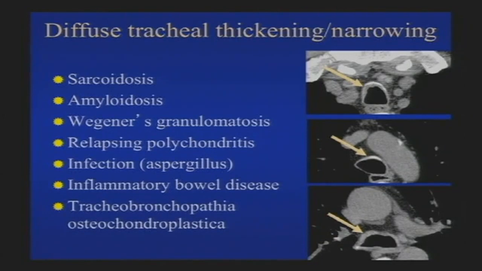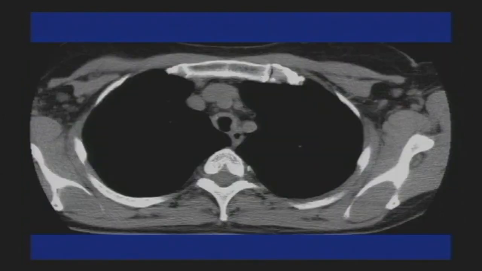So we see a case of tracheal wall thickening. We're going to want to know, is it diffuse or focal? This case was diffuse.